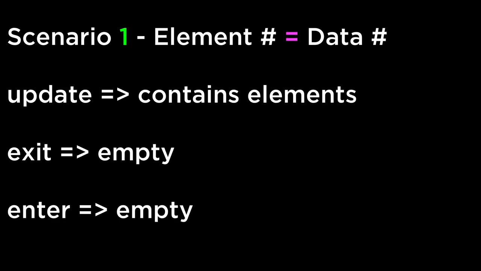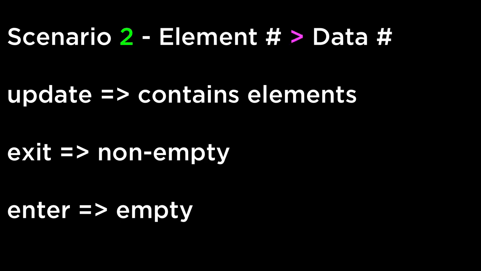In scenario 1, we have an equal number of existing elements and data elements to be bound. In this case, the update selection will contain elements. The exit selection will be empty, and the enter selection will be empty. In scenario 2, we have more existing elements than data elements to be bound. In this case, the update selection will contain elements. The exit selection will be non-empty as there are more existing elements than data elements to be bound. And the enter selection will be empty.